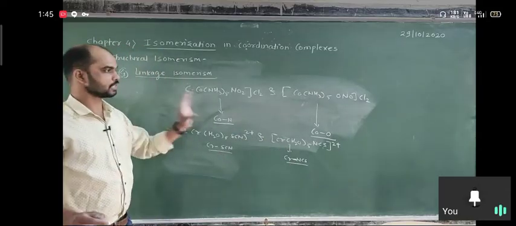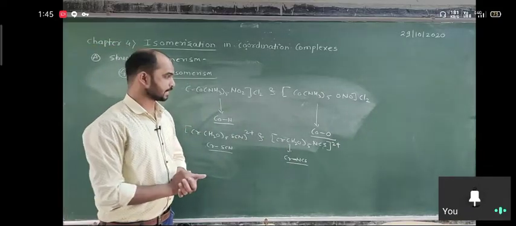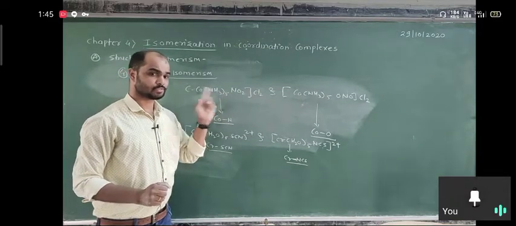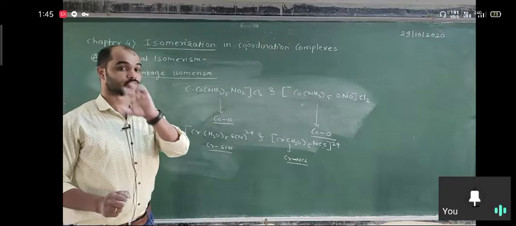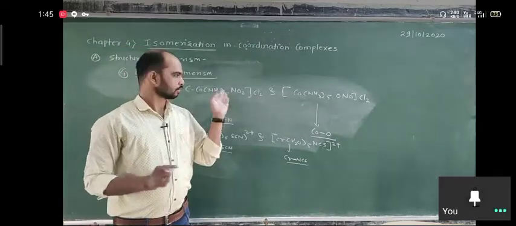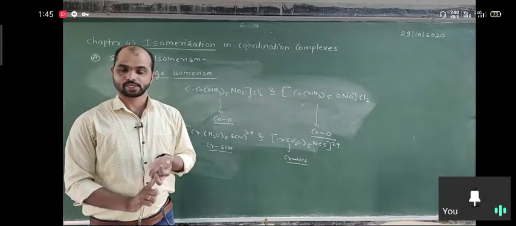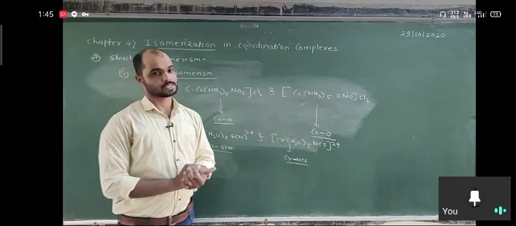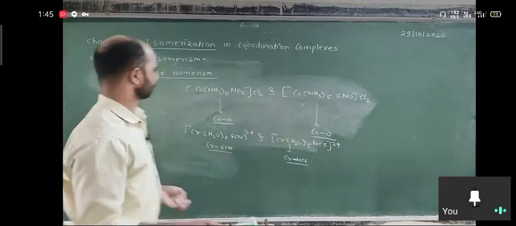So to understand which isomerism is present, just think about whether any monodentate ligand is present which has two donor atoms. Only three such monodentate ligands exist: NO2, SCN and thiosulfate, S2O3 2 minus. So this type of isomerism is linkage isomerism.